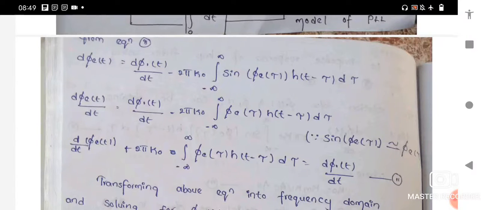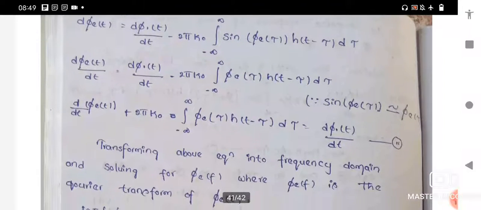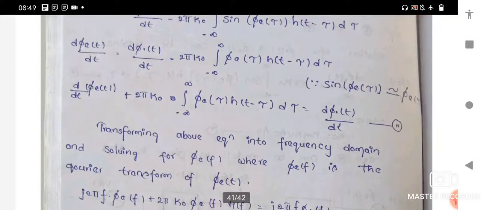So rearranging that equation, we get the resultant equation, that is d/dt φe(t) plus 2πk0 integral from minus infinity to infinity φe(τ) h(t minus τ) dτ, which equals dφ1(t)/dt. So that is represented as equation 11.